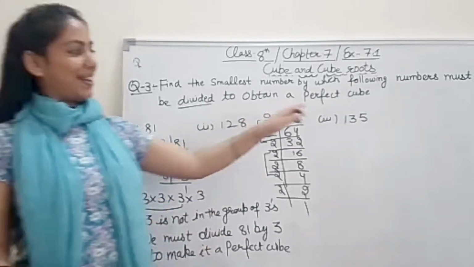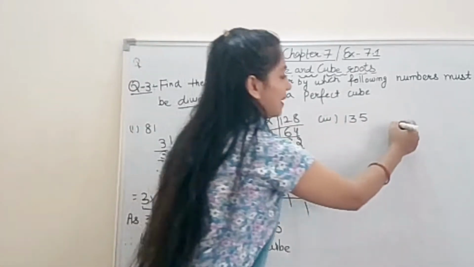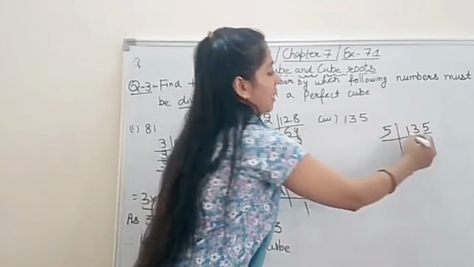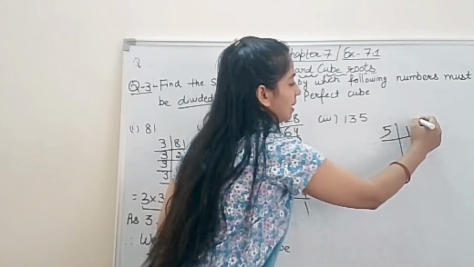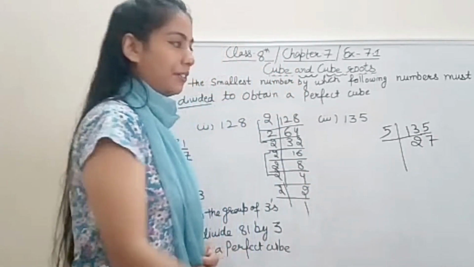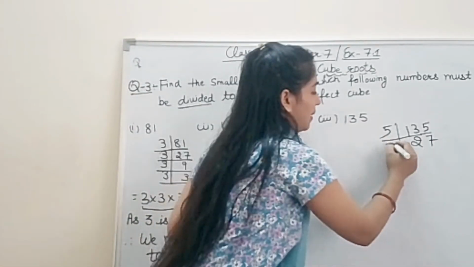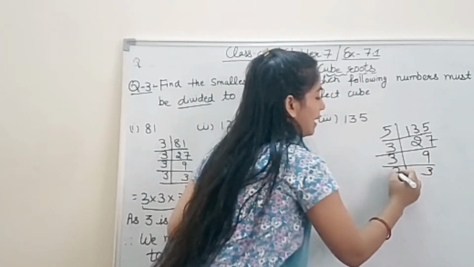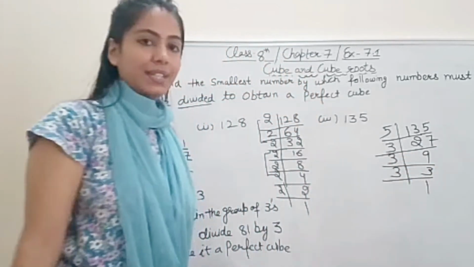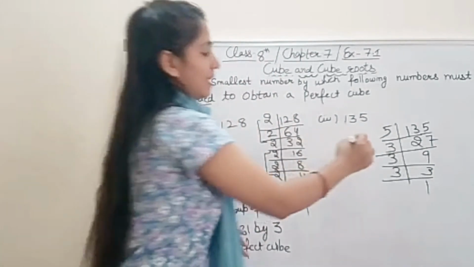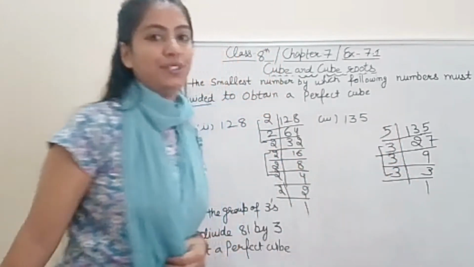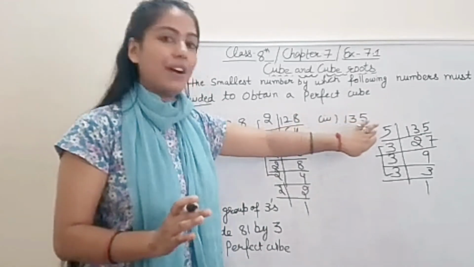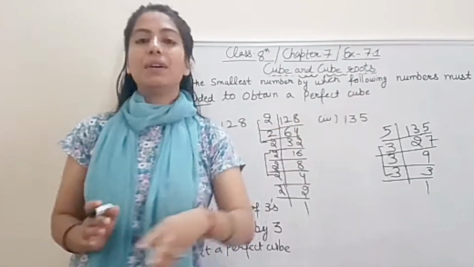Right, student? Now coming to the third part, 135. The last number is 5, so it will go with 5 only. 5 twos are 10, 3 sevens are 35, then 3 nines are 27, 3 threes are 9, and 3 ones are 3, right? And clearly you can see 5 is not in a group of 3. So what do we divide by? We divide by 5 to make 135 a perfect cube.